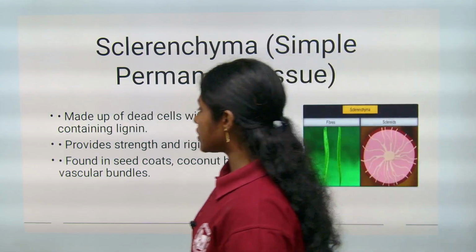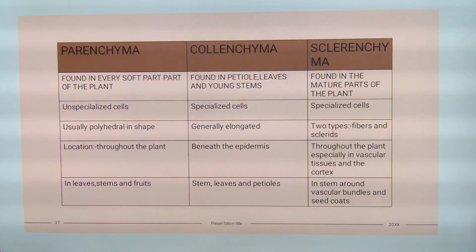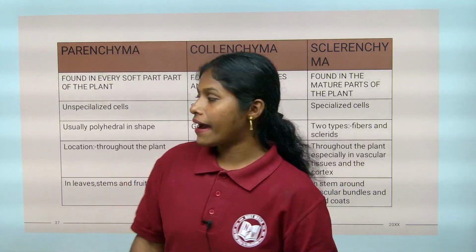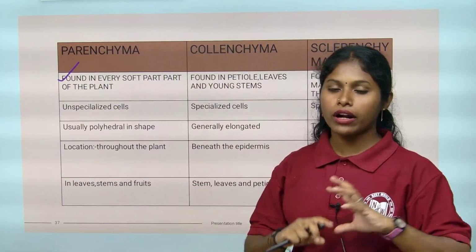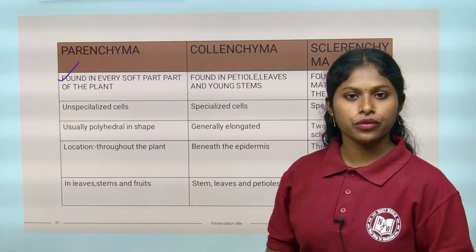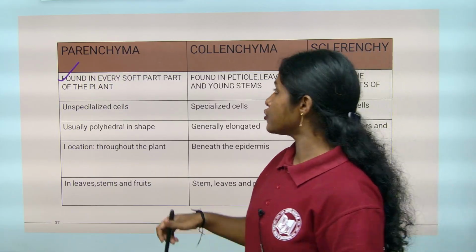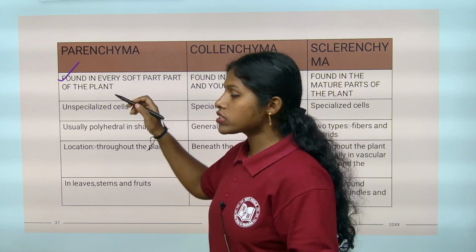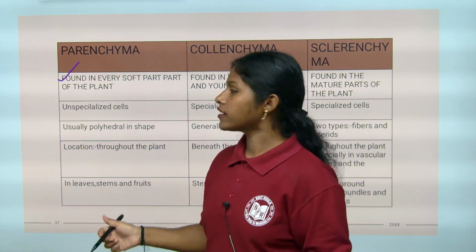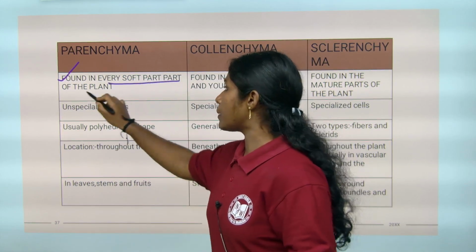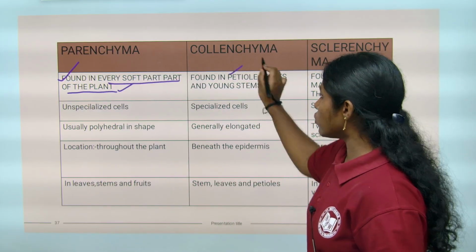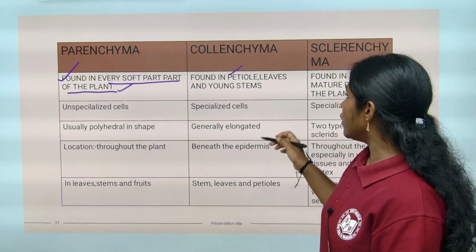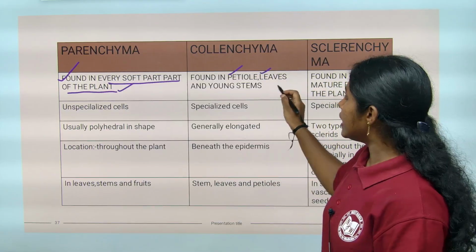So let's see, children. Where is the Parenchyma found? Parenchyma is abundant in the plant tissue, right? In the plant, the abundant tissue is Parenchyma. It is mostly found in every soft part of the plant. Coming to the Collenchyma, it is found in petioles, right? Flexible areas. It gives tensile strength. Leaves and also young stems.